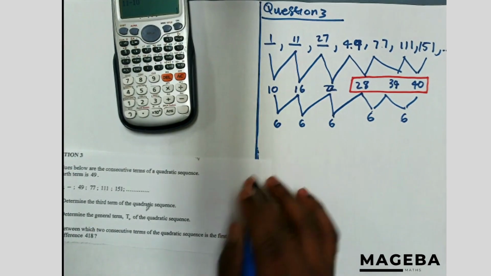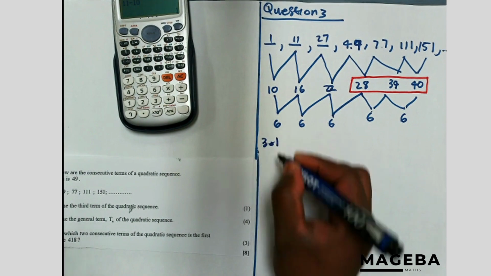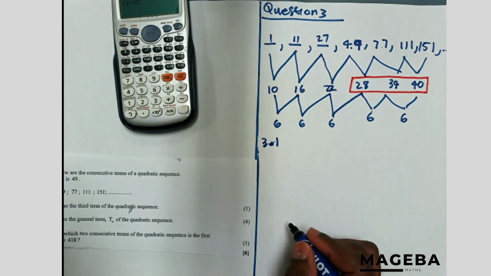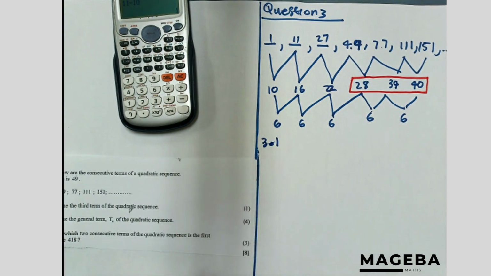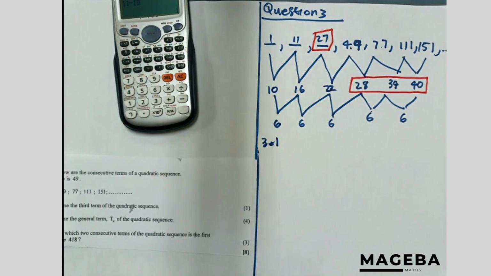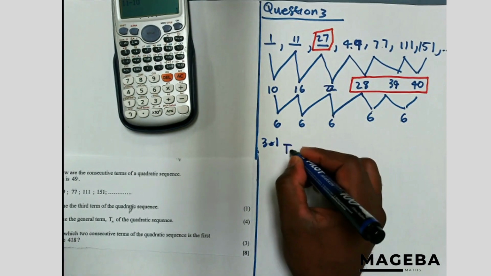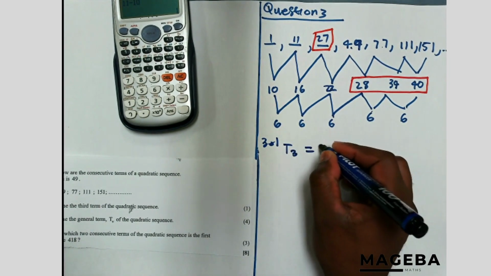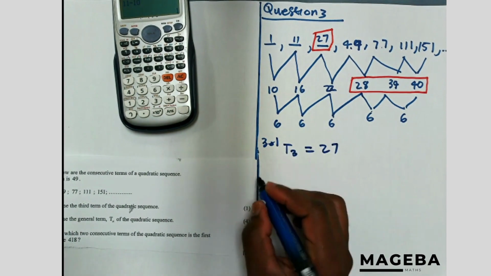Now the first question, 3.1, says determine the third term of our quadratic. We already found our third term, which is 27. So our T3 is equal to 27.